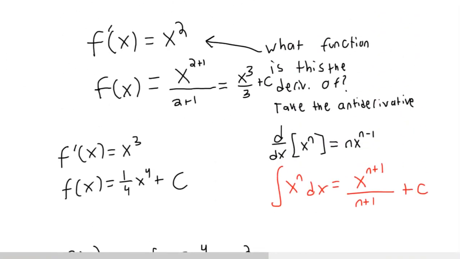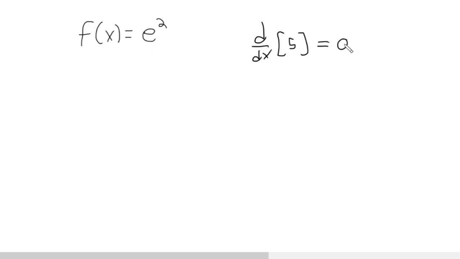I'm gonna clear the board really quickly. Okay, so let's say I had a more difficult one. f of x equals e squared. And it's not necessarily difficult, it's just a little weird to think about. So think to yourself right now, what happened to constants when we differentiated them? If I differentiated like 5, then that just became 0, right?